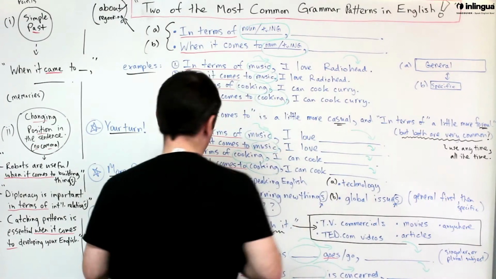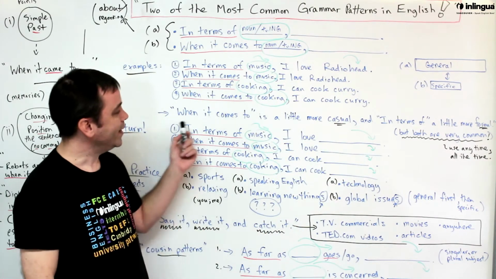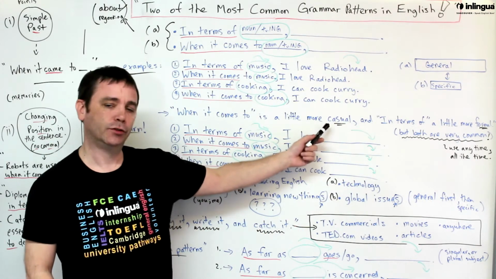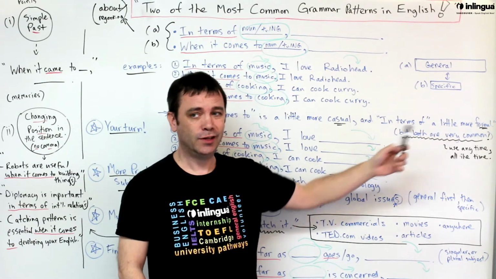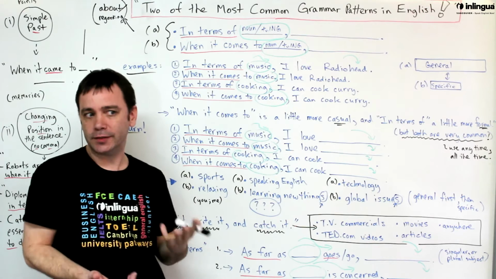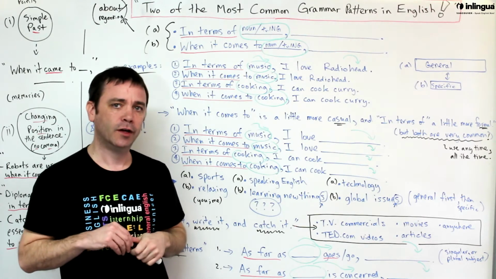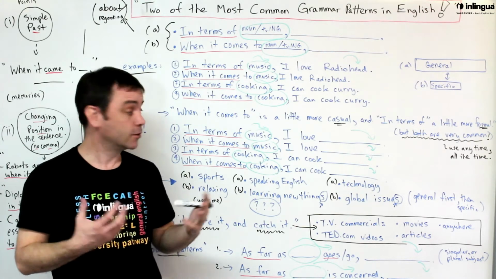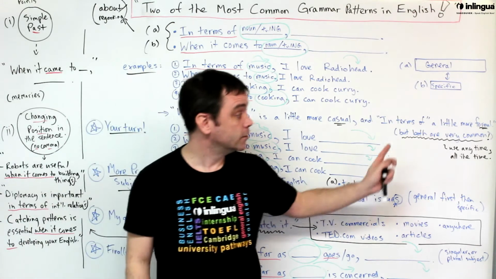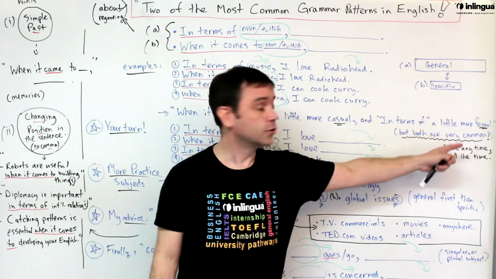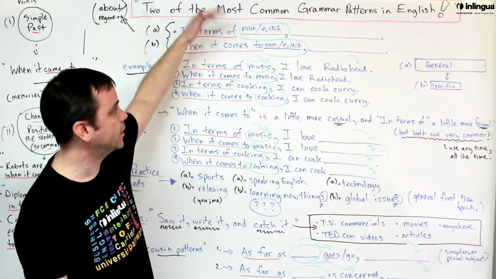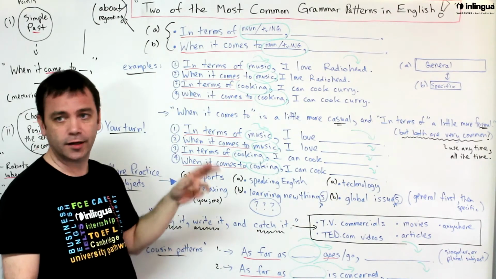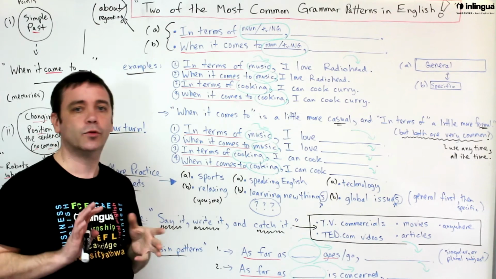Now, when it comes to is a little more casual, and in terms of is a little more formal. It sounds a little more formal. So if you're having a business meeting, you might say in terms of. In terms of the projections, it looks good. But both are very common. So use them anytime, all the time. But as I said, when it comes to is maybe a little more casual.